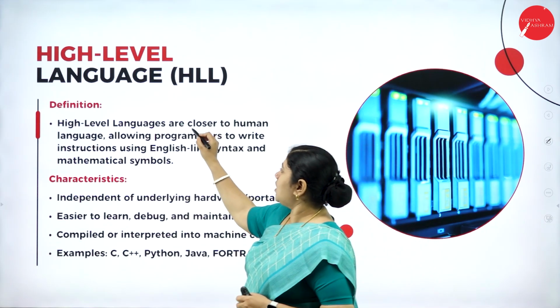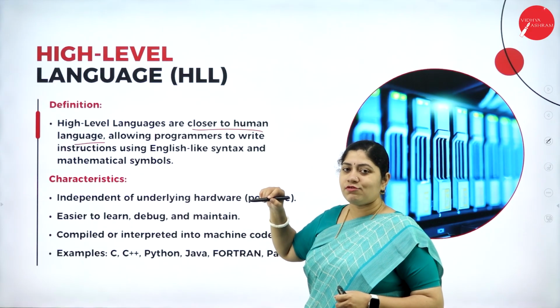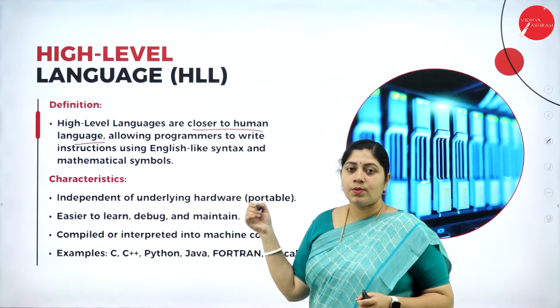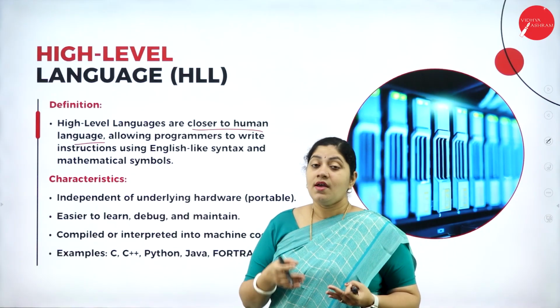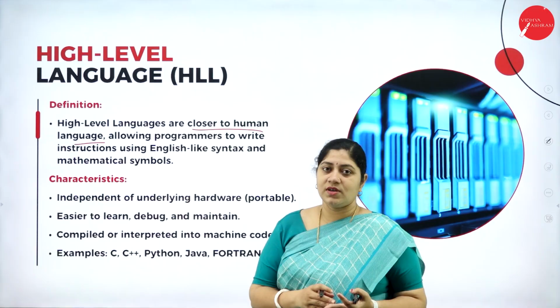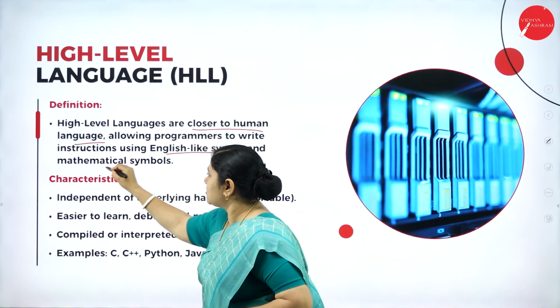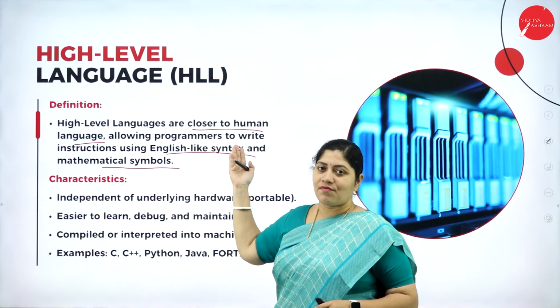High level languages are closer to human languages. Obviously, they will be closer to human languages so that they allow programmers to use English letters or syntax as well as mathematical symbols. The English-like syntax as well as the mathematical symbols. So this is nothing but a high-level language.